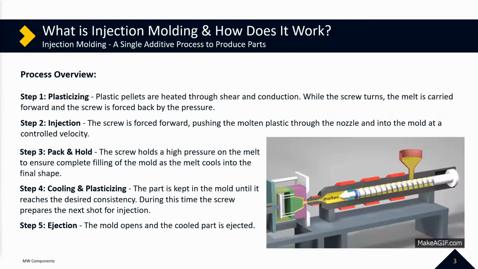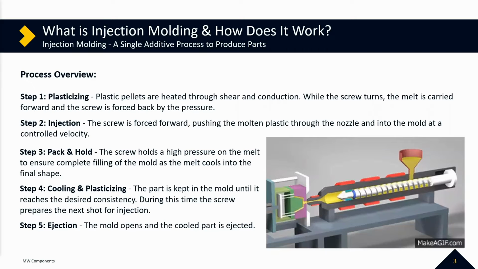Step 3 is pack and hold. The screw holds a high pressure on the melt to ensure a complete filling of the mold as the melt cools into the final shape in terms of the pack. And then during the hold, the screw is just holding a lower pressure to make sure that no plastic is trying to come back out of the mold and back into the screw, just making sure that the volume stays the same as the part begins to cool.